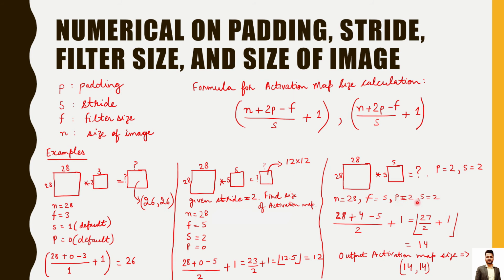Similarly, if you have a padding of 2 and the stride of 2 and the filter size of 5 cross 5, the image size is same. You will solve this and reach the size of 14, which is achieved after applying the floor function. The output map size will be 14 cross 14. So these were the small examples which I wanted to discuss with you regarding the padding, stride, filter size, and size of image related things.